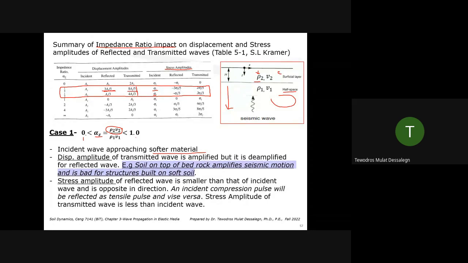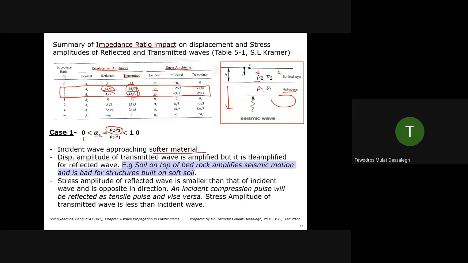If you have an impedance ratio between 0 and 1, it's clear that we are approaching a softer material, like soil. Why? Because density 2 V2 is less than density 1 V1. It must be softer. If it were stronger, the ratio should be greater than 1. Second, the displacement amplitude of the transmitted wave is amplified. Yes, it's amplified. But it's de-amplified for the reflected wave.